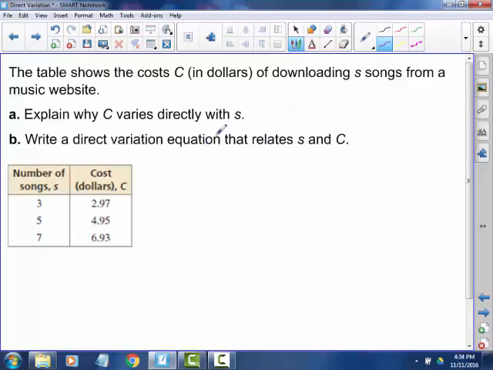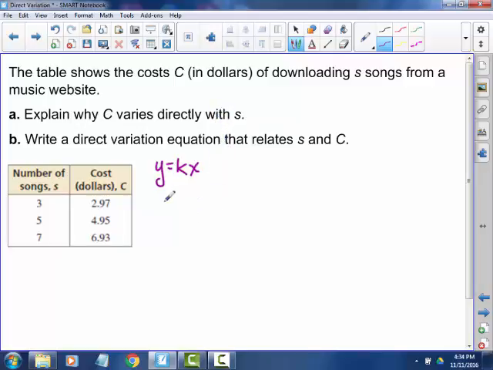Okay, so the table shows the cost C in dollars of downloading S songs from a music website. Explain why C varies directly with S. Okay, we know from the previous slide that y has to equal kx. That shows that it's direct variation. So if I could show that 3 and 297 give me a solution for some y equals kx, then that would be an explanation of why C is varying directly with S.